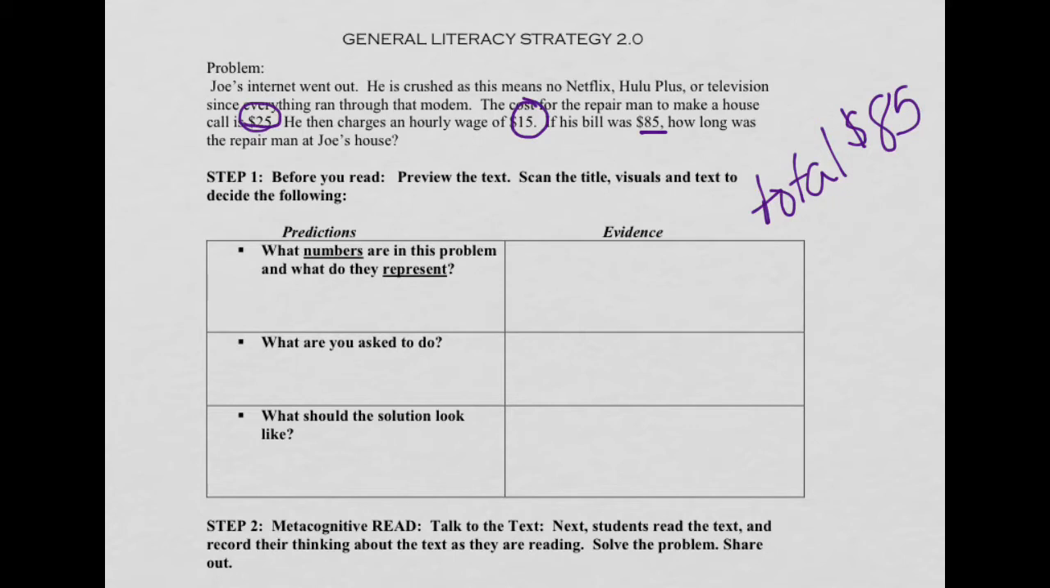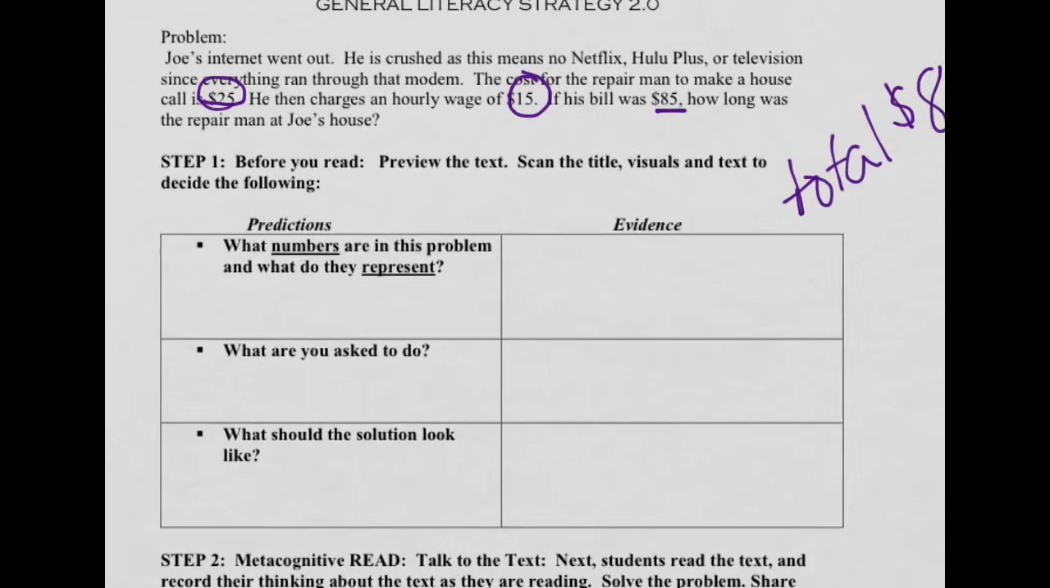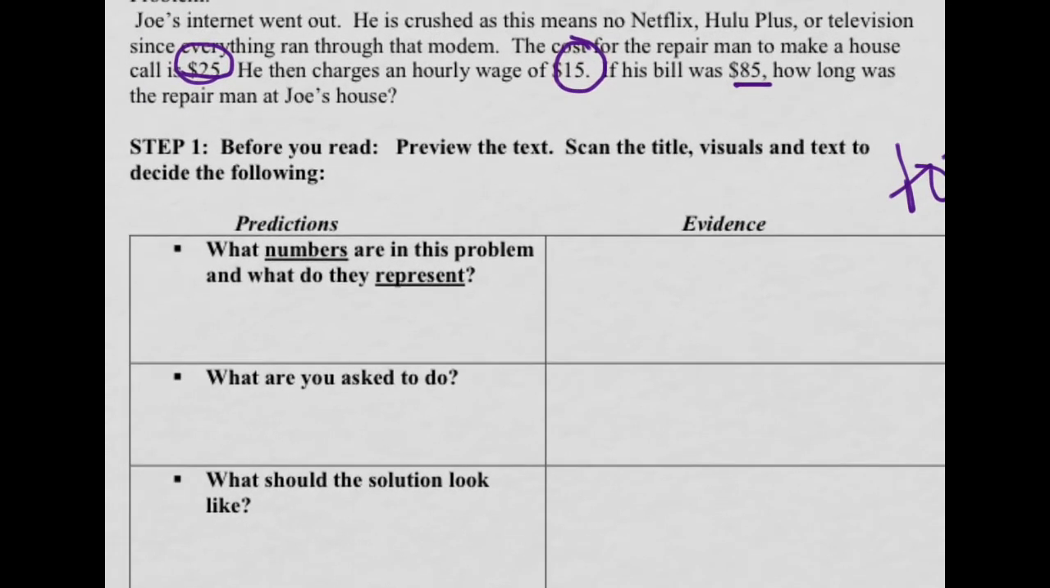Okay, so let's see what we're talking about. What numbers are in this problem and what do they represent? Well, we have $25, and that's to make the service call. So in other words, for the repairman to step foot in his house, it will cost Joe $25. He then charges an hourly wage of $15. Okay, so that's going to be per hour that the repairman spends in there. And then $85 is our total bill.